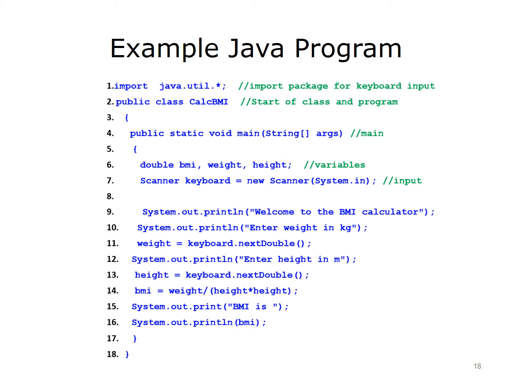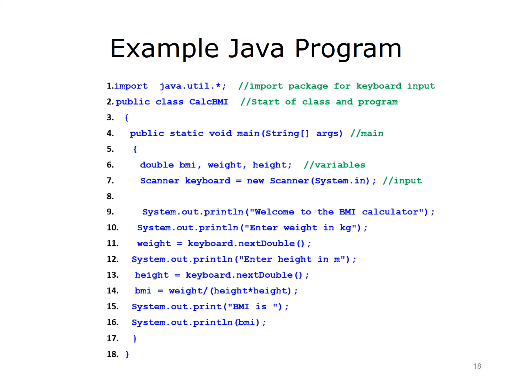9. Now the programmer can write code. The first line of output will say, "Welcome to the BMI calculator." 10. The next output line gives the direction to the user to enter their weight in kilograms. Without this line, the user would not know what to do. 11. Next, the nextDouble method in the keyboard object will read in the value the user entered and then assign it to the variable weight.